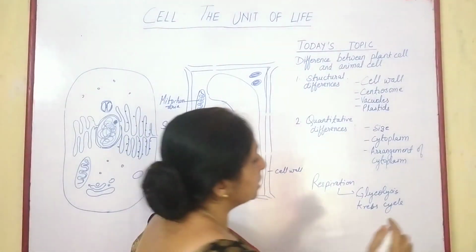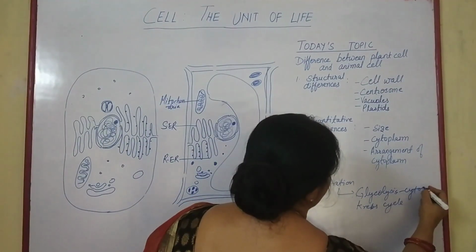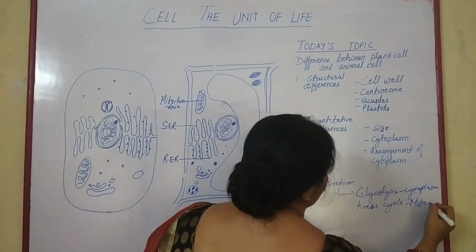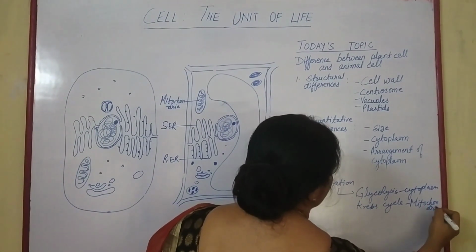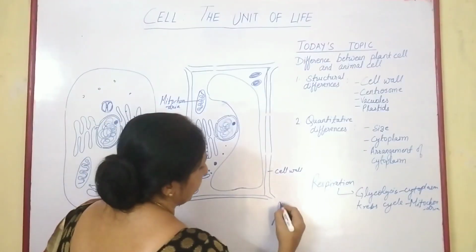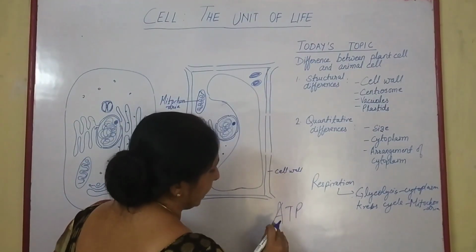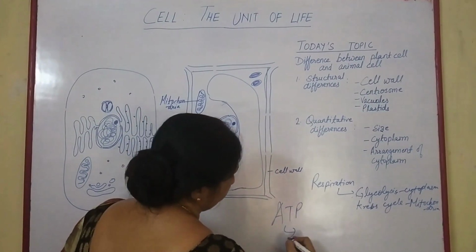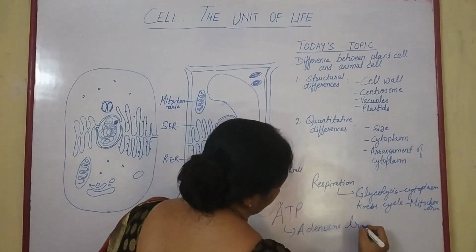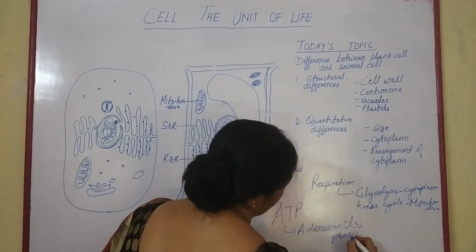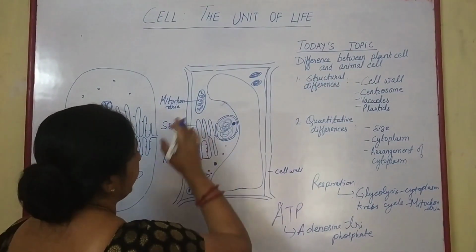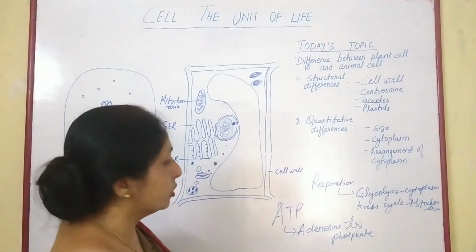Glycolysis takes place in the cytoplasm of the cell, while the Krebs cycle takes place in the mitochondria. After this step, there is a release of energy in the form of ATP. ATP is adenosine triphosphate. So energy is released in the form of ATP from the mitochondria, and so mitochondria is the powerhouse of the cell.